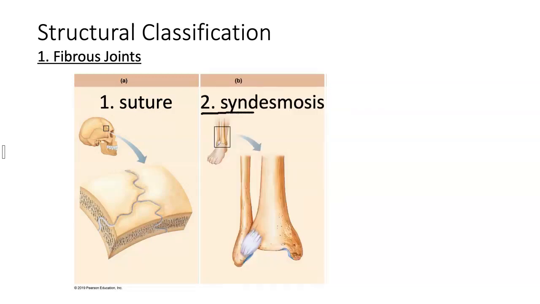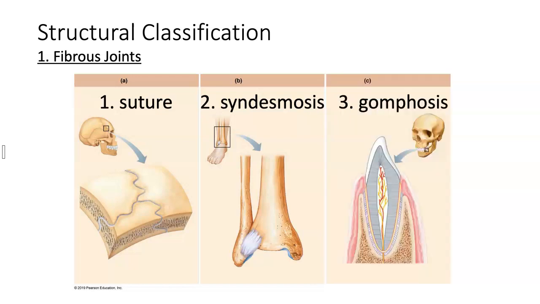Another type of fibrous joint is a syndesmosis, and that's where two bones are united by ligament. And the third type of fibrous joint is a gomphosis, and a gomphosis is specifically the way a tooth is anchored in the socket by short little fibers known as the periodontal ligament.